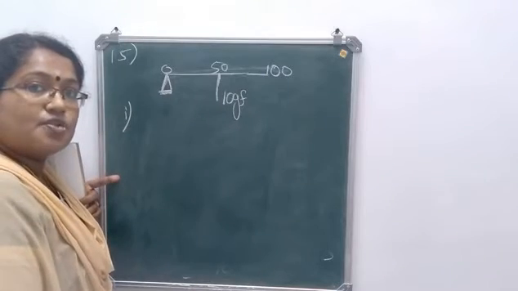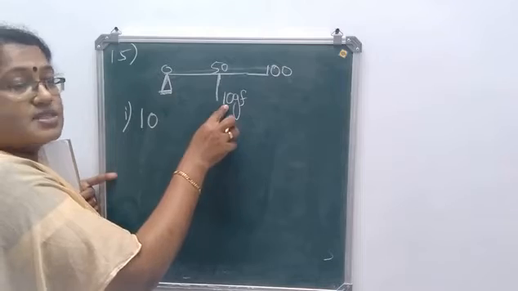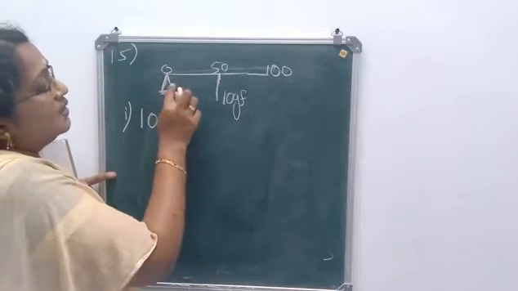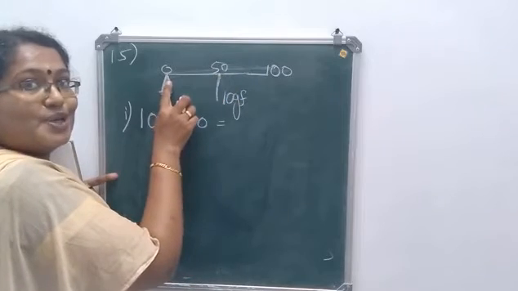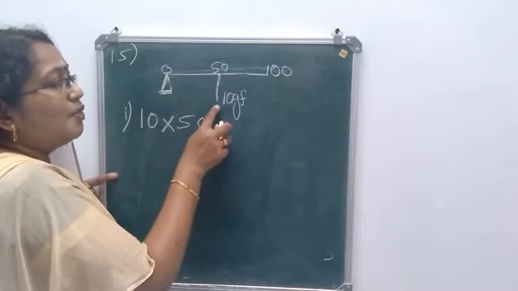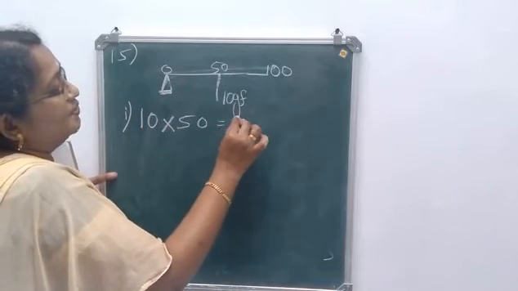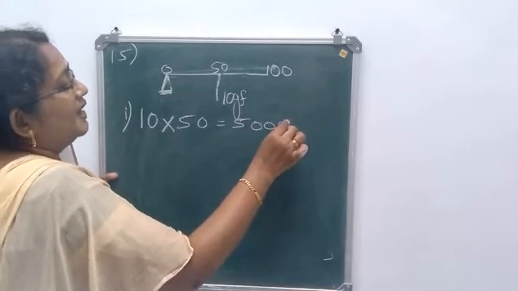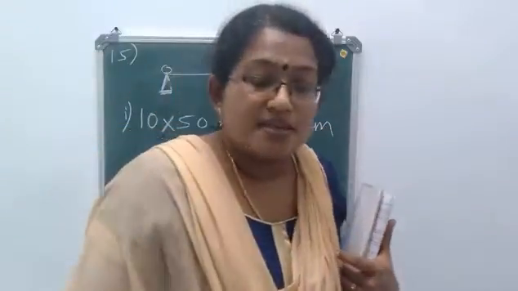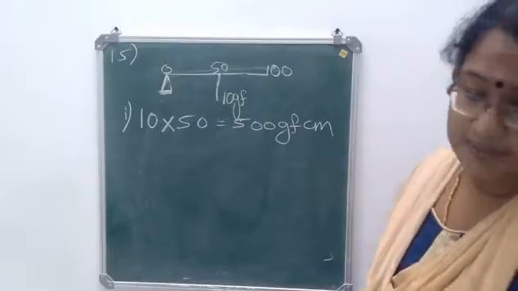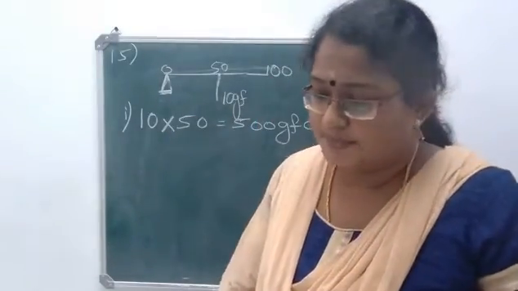Moment of force is equal to force into distance. How much is the force? 10 gram force, isn't it? Into what is the distance? 50 minus 0. Always consider the distance between the point of application of force and the pivot. So 50 minus 0 is 50. So here it is 500 gram force centimeter. This is the moment produced here, and due to this moment, this side gets depressed.